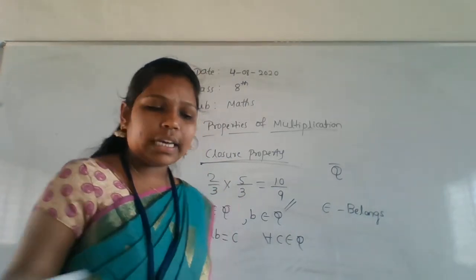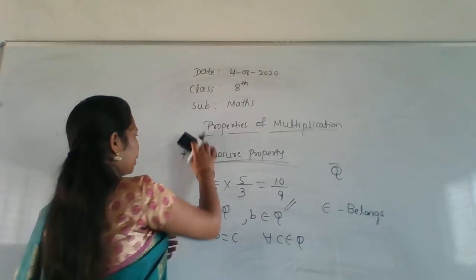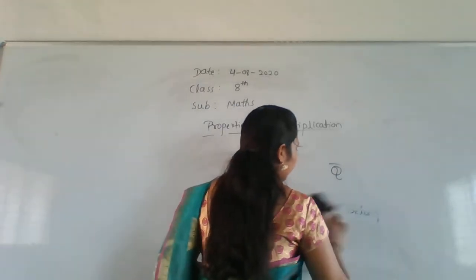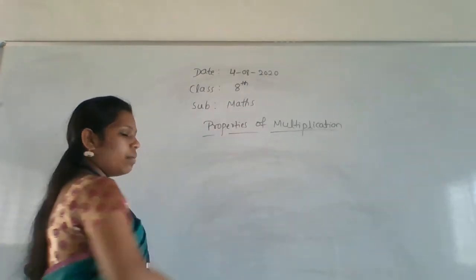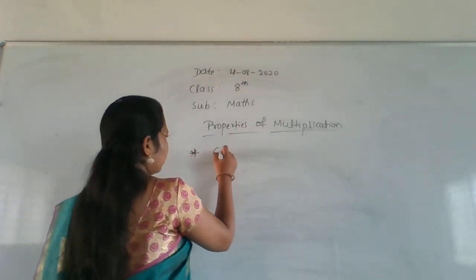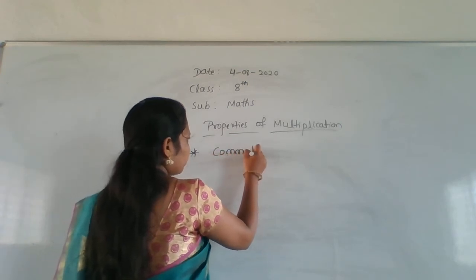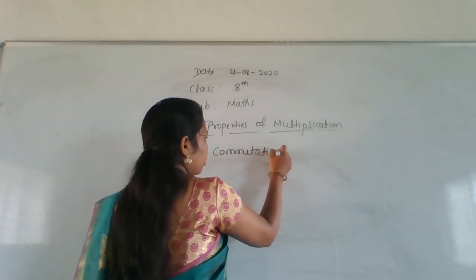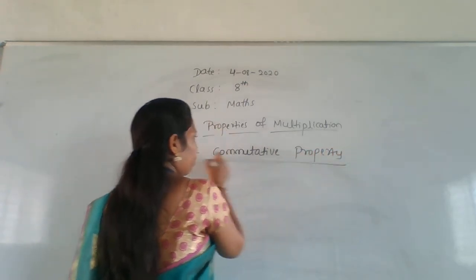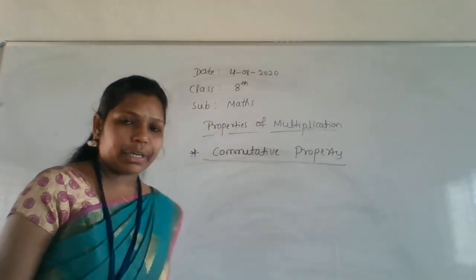Next we'll move on to the commutative property. What do you mean by commutative property? We'll see. There are 5 properties of multiplication. Please keep that in your mind. Next one is the commutative property. What do you mean by commutative property?